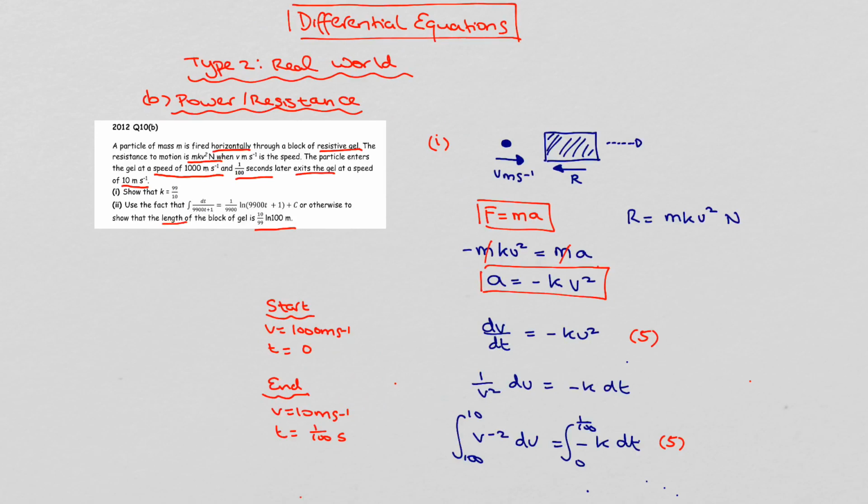So we're looking for the length here, how far it has travelled just as it emerges from the block. In other words, it enters the block at 1,000, and it leaves the block at 10. So we know the velocity on entering and on leaving, and therefore we can work out the length of the block itself, the distance that it travels.